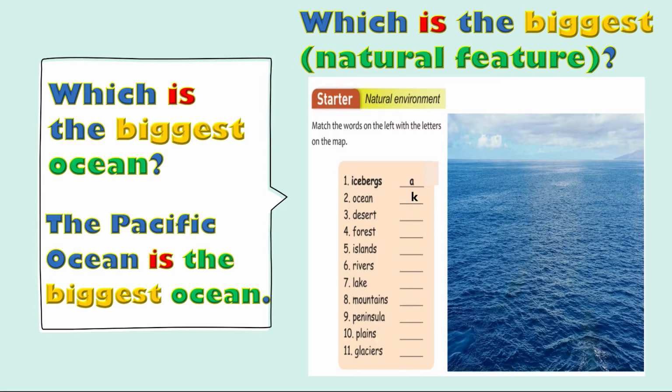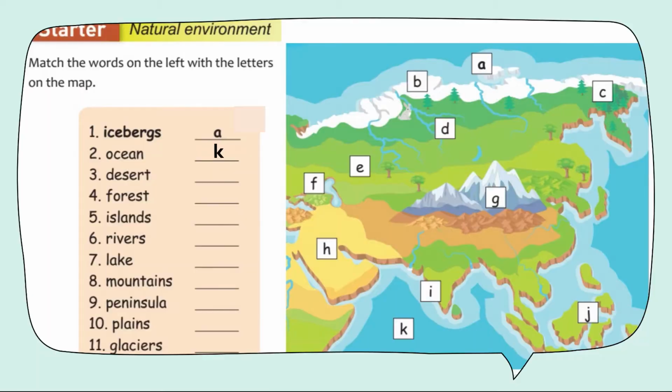Yes, logic. So there we have a picture of the ocean, and in the ocean, lots of fish. I love ocean. All right, so next one, number 3, we have desert.